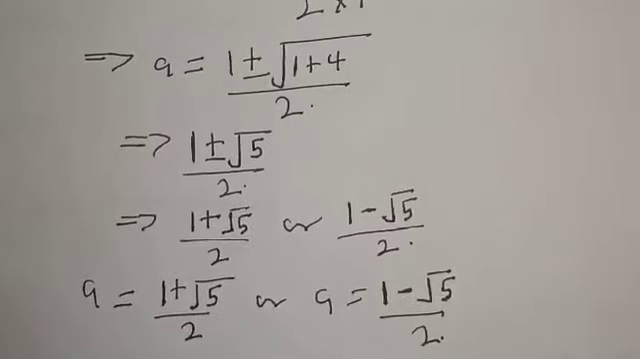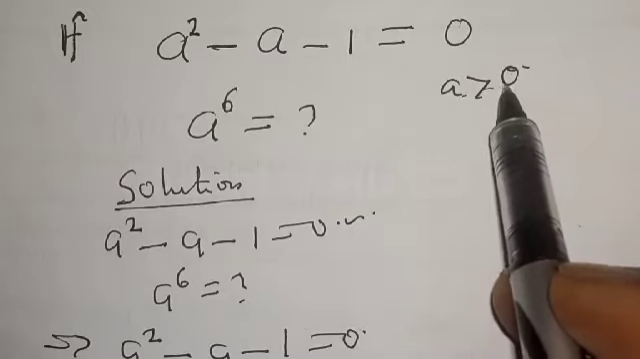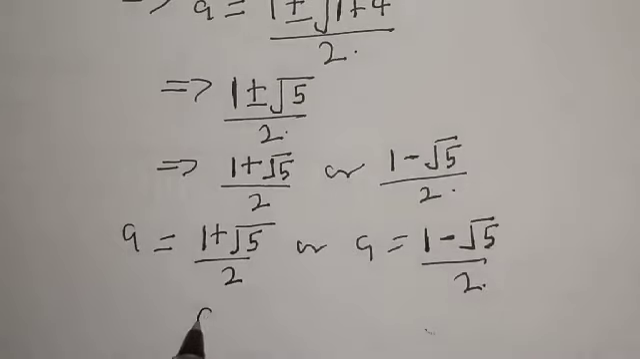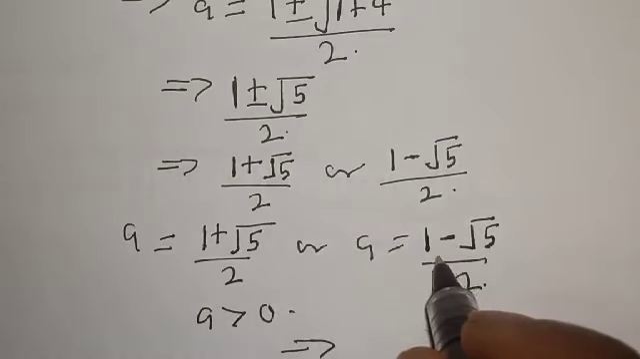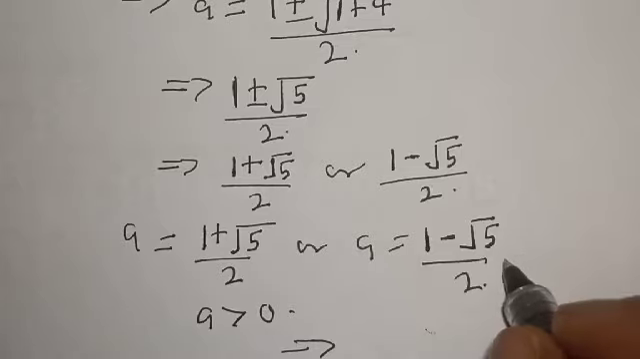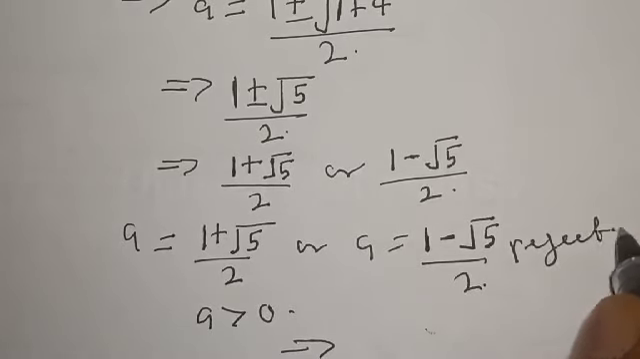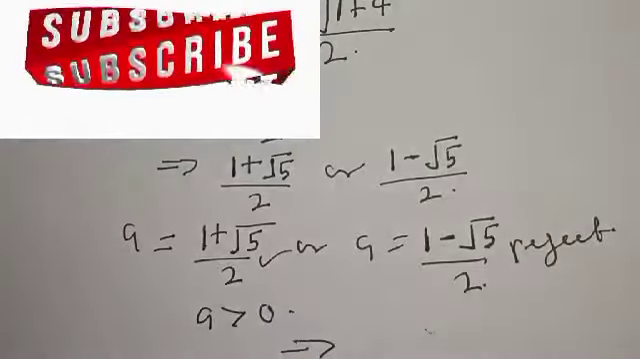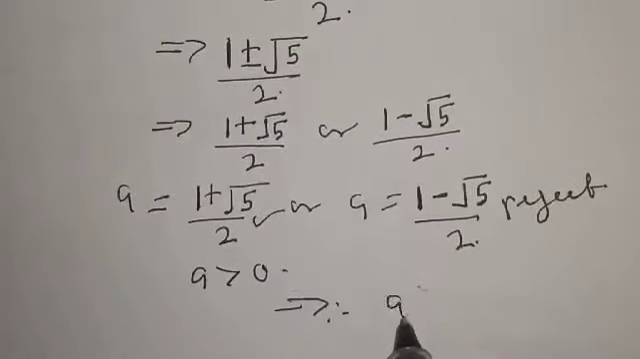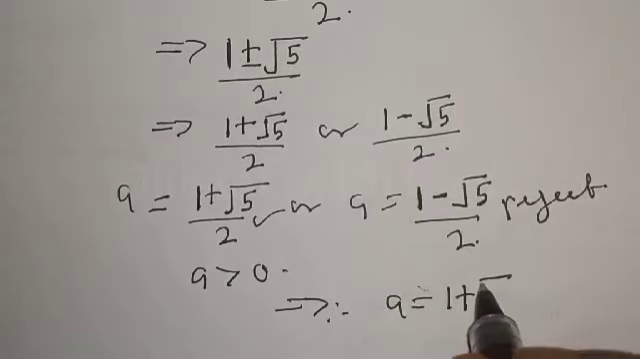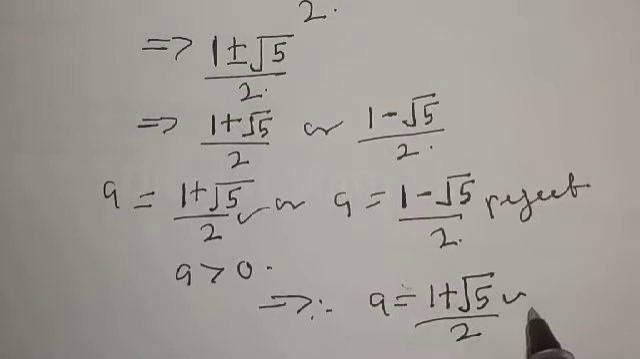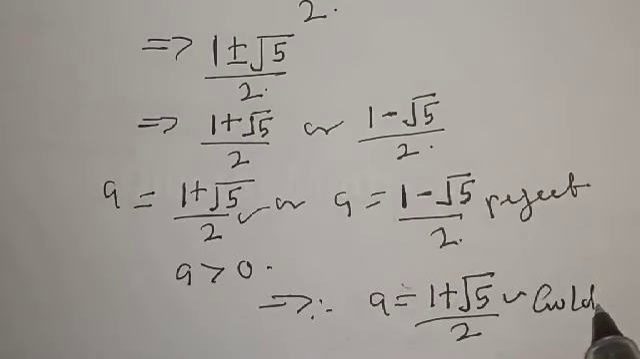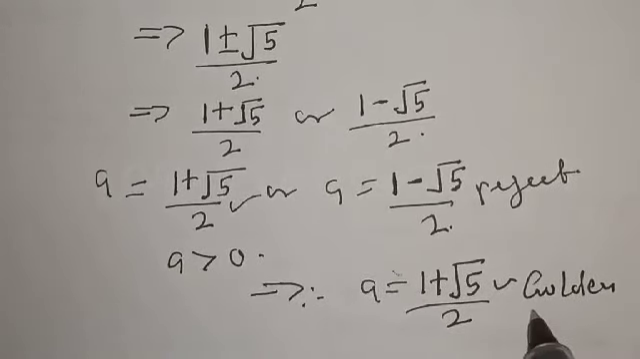But we have a here greater than 0. Since a is greater than 0, this 1 minus root 5 over 2 is negative, so we reject it. And we have 1 plus root 5 over 2, then we accept this. Therefore, our a is equal to 1 plus root 5 over 2. This is our golden ratio.